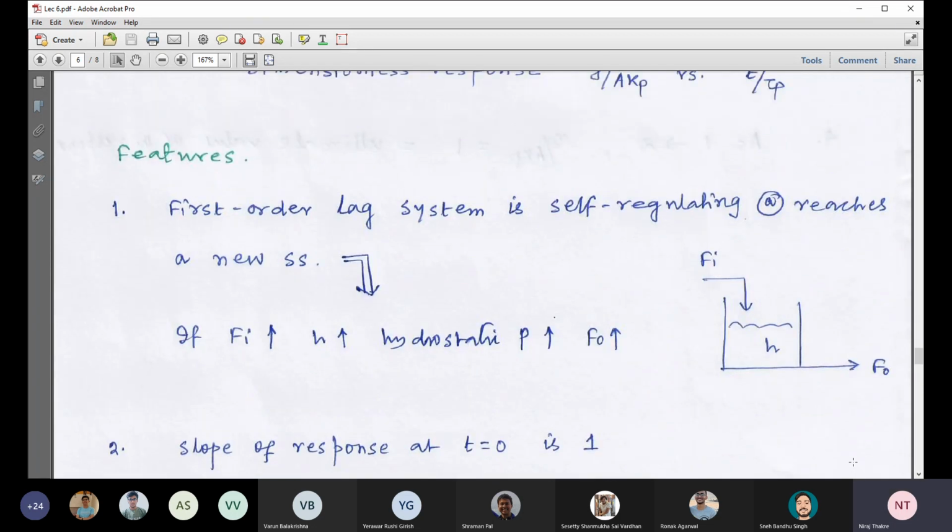Our second point is, let us find the slope at time t equal to 0. The slope of response at time t equal to 0 is 1. Can you verify this? We have the expression for y in time domain, that is y(t) equals A Kp into 1 minus exponential minus t by tau p. Using this equation, can you find the slope of response at time t equal to 0? Verify and let me confirm.